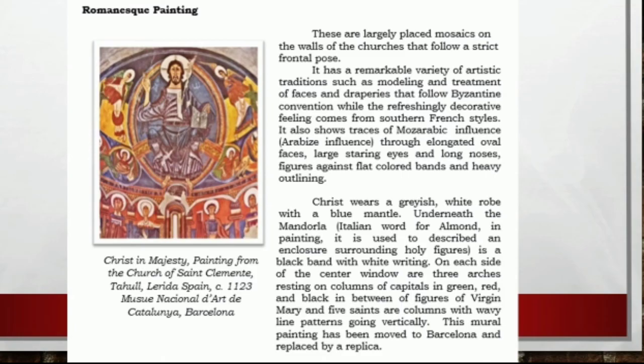Next, a Romanesque painting. The example of Romanesque painting is the Christ in Majesty. It is a painting from the Church of Saint Clemente, Tahull, Lerida, Spain. These are the largely placed mosaics on the walls of the churches that follow a strict frontal pose. It has a remarkable variety of artistic tradition, such as modeling and treatment of faces and draperies that follow Byzantine convention, while the refreshingly decorative feeling comes from southern French styles.